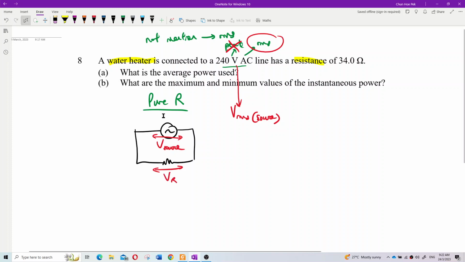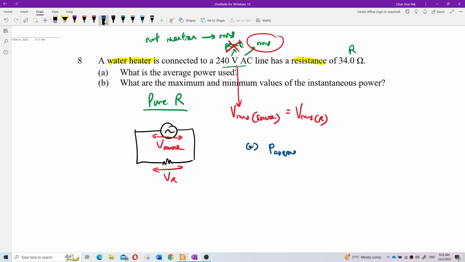Since this is a pure resistor circuit, the V source is equal to VR. VRMS source is equal to VRMS R. They're equal, and then this is the resistance value. So what is the average power used? Question A.